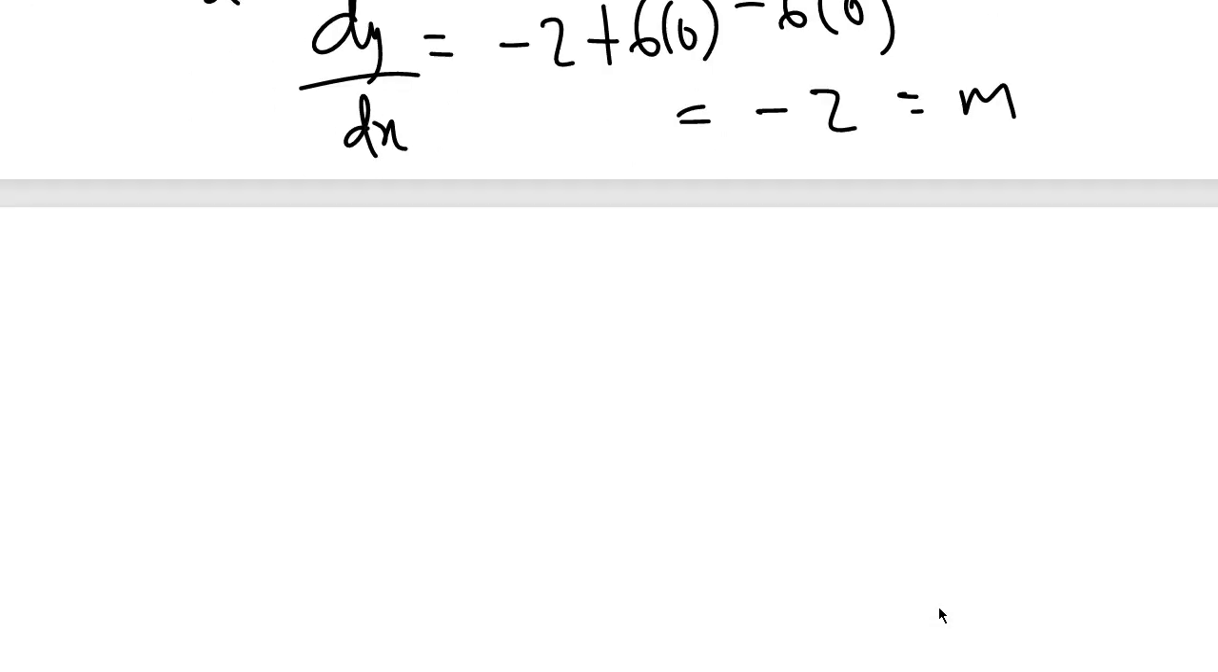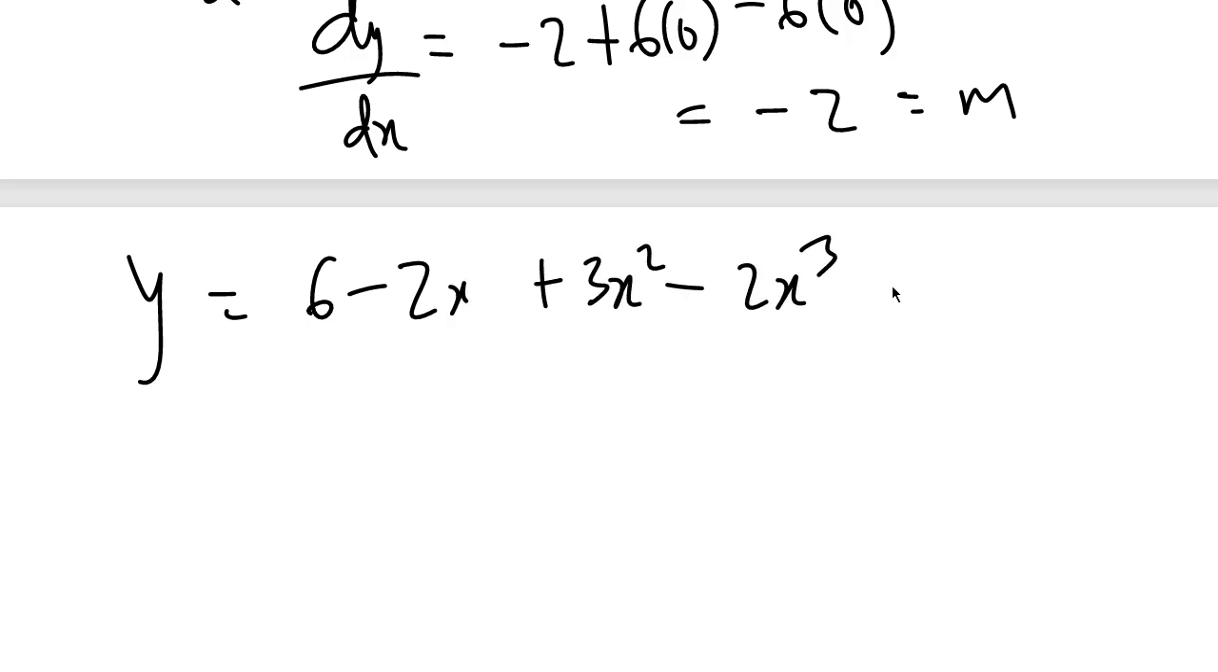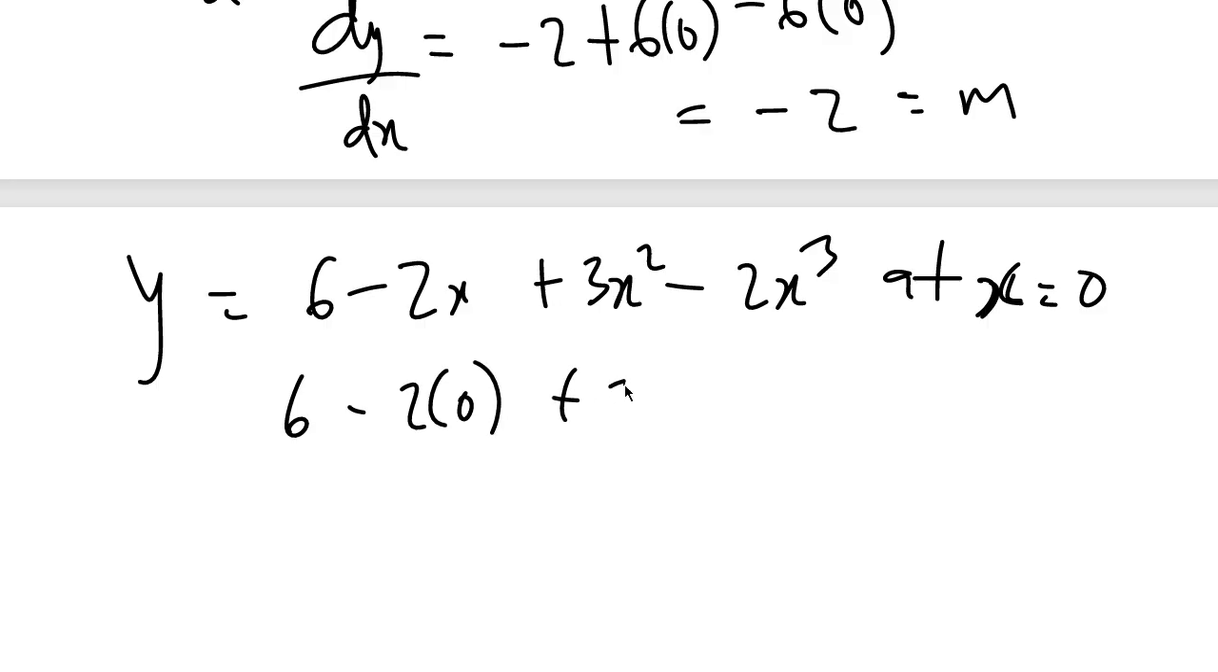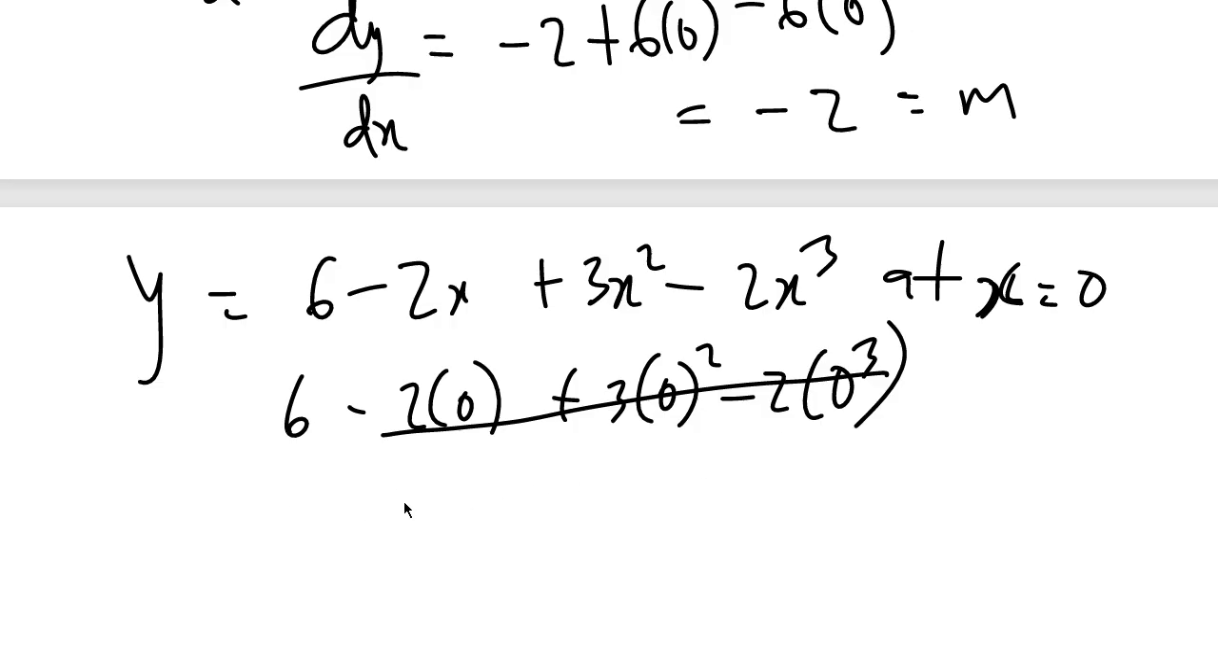Right, and if we substitute 0 in the function, what's the function? y = 6 - 2x + 3x² - 2x³. Remember it says that x equals 0. So anywhere you see x, substitute 0. So that would be 6 - 2(0) + 3(0)² - 2(0)³. All of these go, right? Because everything is 0, you are just left with 6. So basically we can say that the point of tangency is (0, 6), right?